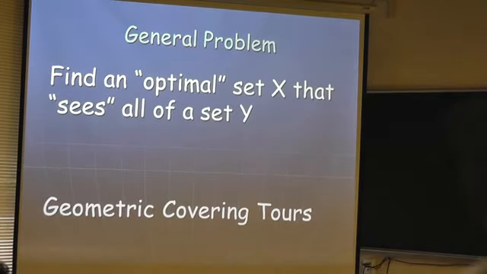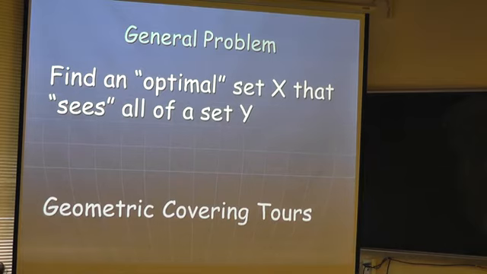Okay, so the general problem is to find an optimal set, whatever that means. Maybe it's minimum measure, or minimum cardinality, or it has some combination of metrics. Find an optimal set X that sees all of a set Y. That means each point of Y is seen by some point of X. And that's the general class of problems, and we've barely scratched the surface on trying to solve it. So there's a lot left to do.